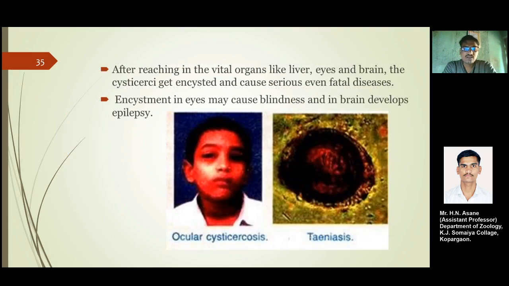After reaching vital organs like the liver, eyes, and brain, the cysticerci get encysted and cause serious, even fatal diseases. As you can see, encystment in the eyes may cause blindness, and in the brain it develops epilepsy. Epilepsy is a severe brain disorder in which the memory of that person is in danger.